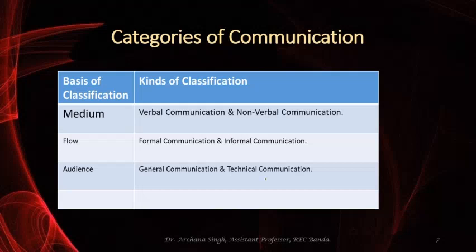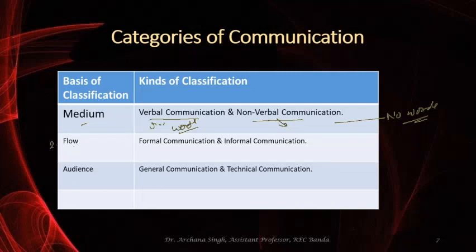Next is the categories of communication. On the basis of classification, first on the basis of medium, the medium through which the process of communication takes place. We have basically verbal communication and non-verbal communication. Either you send it through words, oral or written, where words are involved, and non-verbal means where no words are involved. That is, through which medium you are communicating, whether through sign language or through words. On that basis, you have verbal and non-verbal communication.